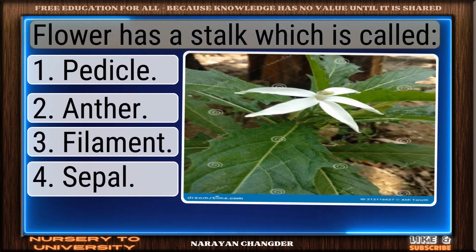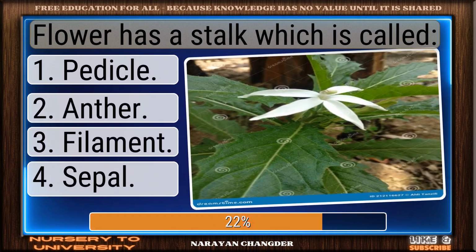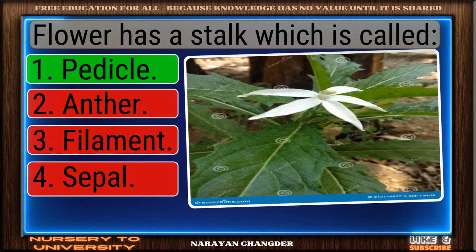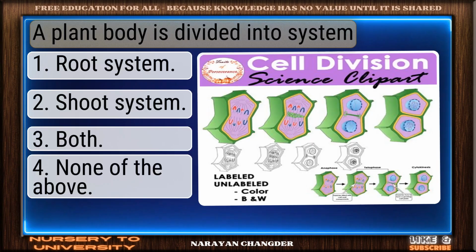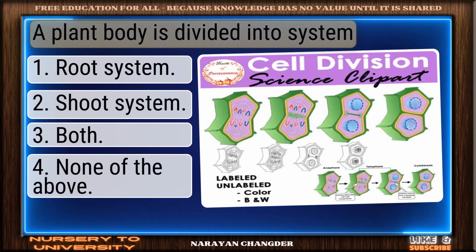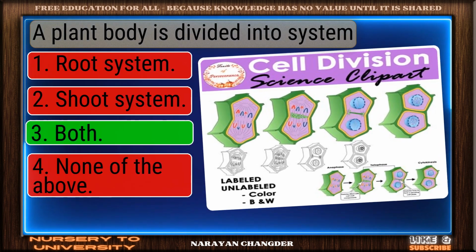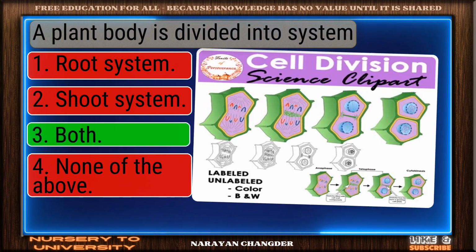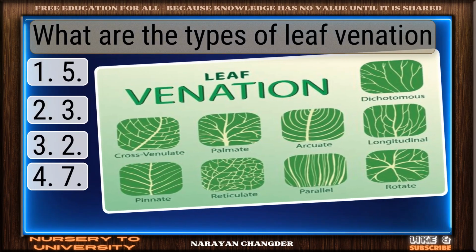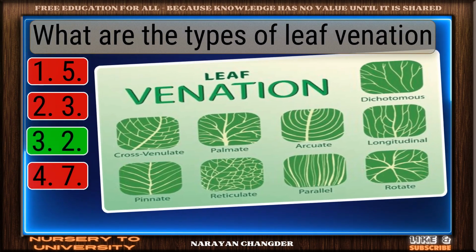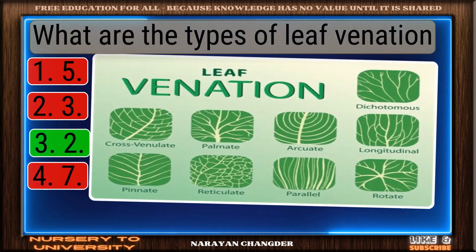A flower has a stalk, which is called. Good thinking. Pedicel is the right answer. A plant body is divided into dash system. You chose both, and it is correct. What are the types of leaf venation? You got it. Your choice too is right.